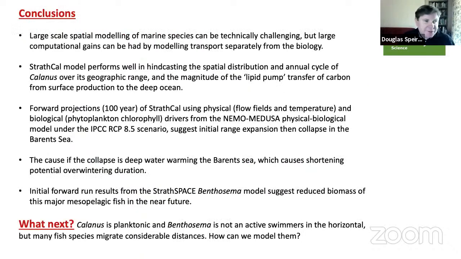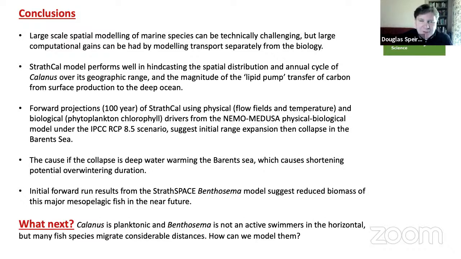So in conclusion then, I want to begin with a very large scale and high level conclusion. That's that large scale spatial modeling of marine species is a technically challenging thing. If you did it by classical methods, solving the associated PDEs in three dimensions and the physiological structure, et cetera, an enormous job.